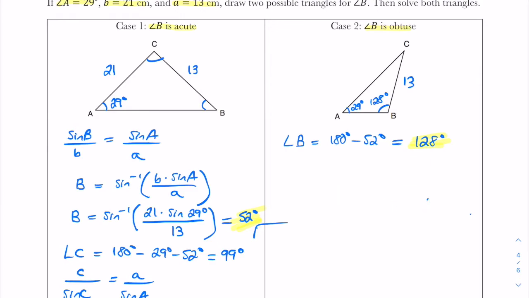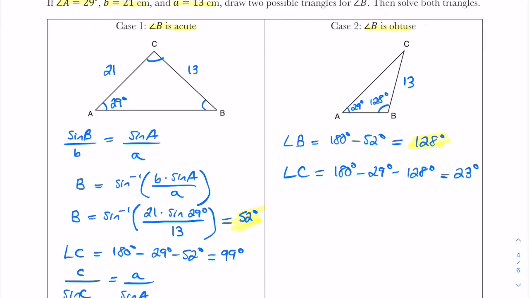All right, so let's carry on then. We're going to solve the obtuse triangle. If angle A is 29 degrees, and angle B is 128 degrees, then we can find angle C. It would just be 180 minus 29 minus 128 degrees, and that's going to work out to 23 degrees. So now we have all three angles, and we have one side.